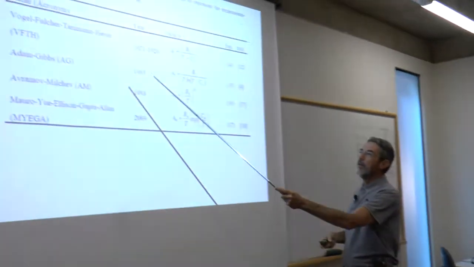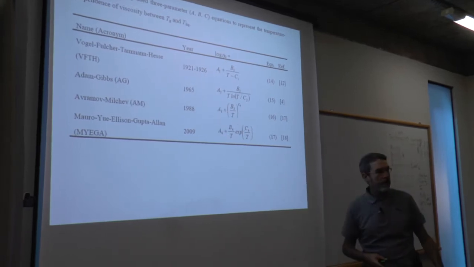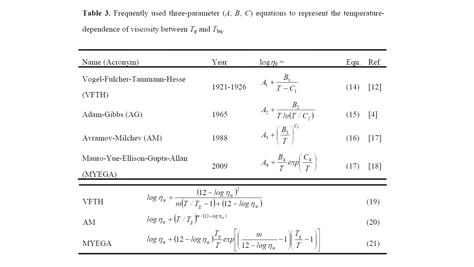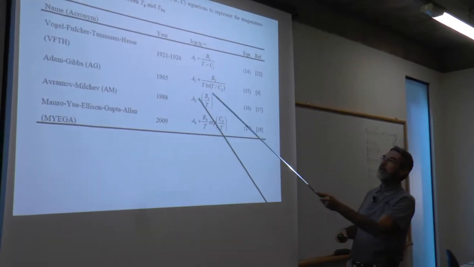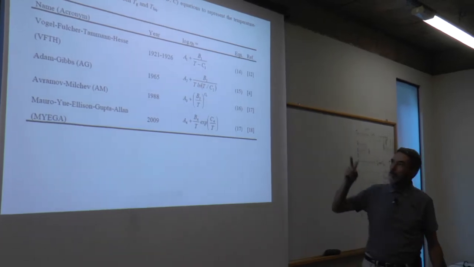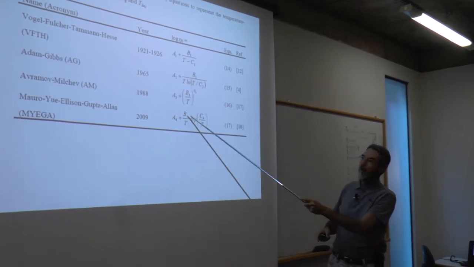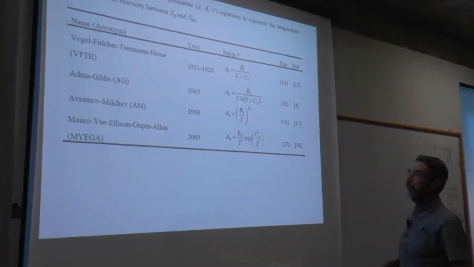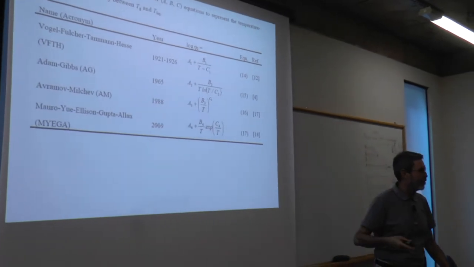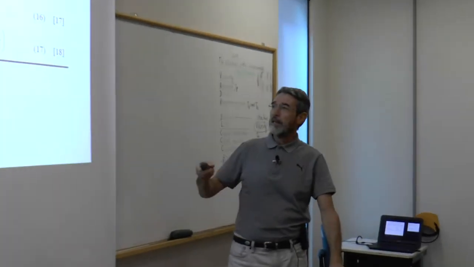We have seen the Vogel-Fulcher-Tammann-Hesse equation. It's an empirical equation derived in the early 20s, which still is very much used to describe the viscosity of glasses. Then we have the Adam-Gibbs equation. I'm going to go in more detail through this equation. The Avramov-Milchev, the Mauro equation. You see here in chronological order these different equations, and there are 10 other equations or so to describe the viscosity of glasses, derived by different people.